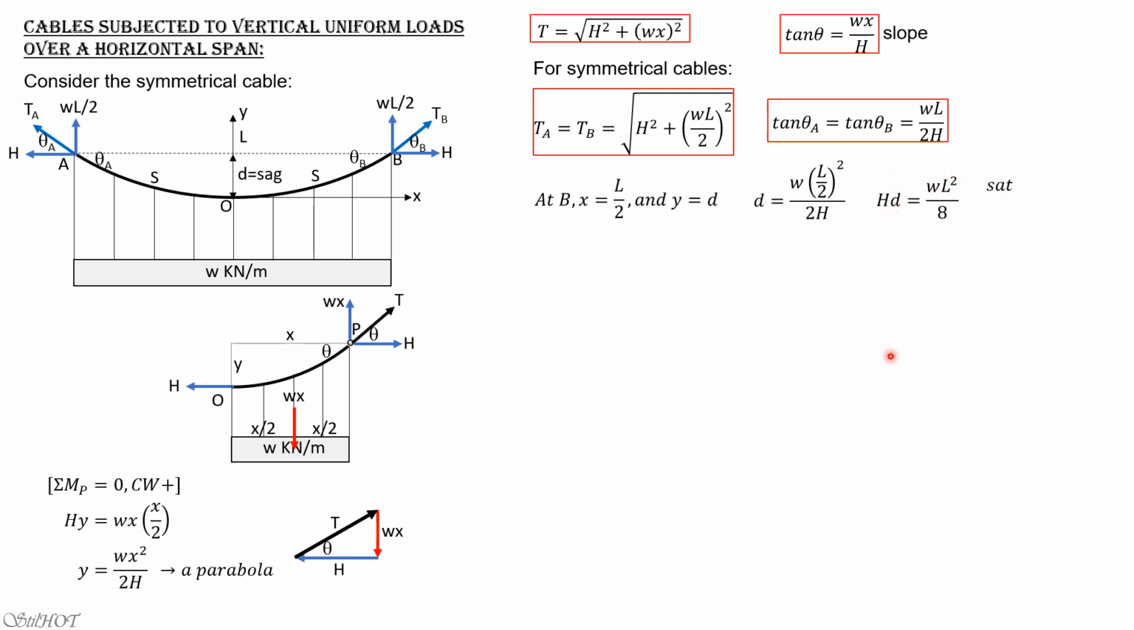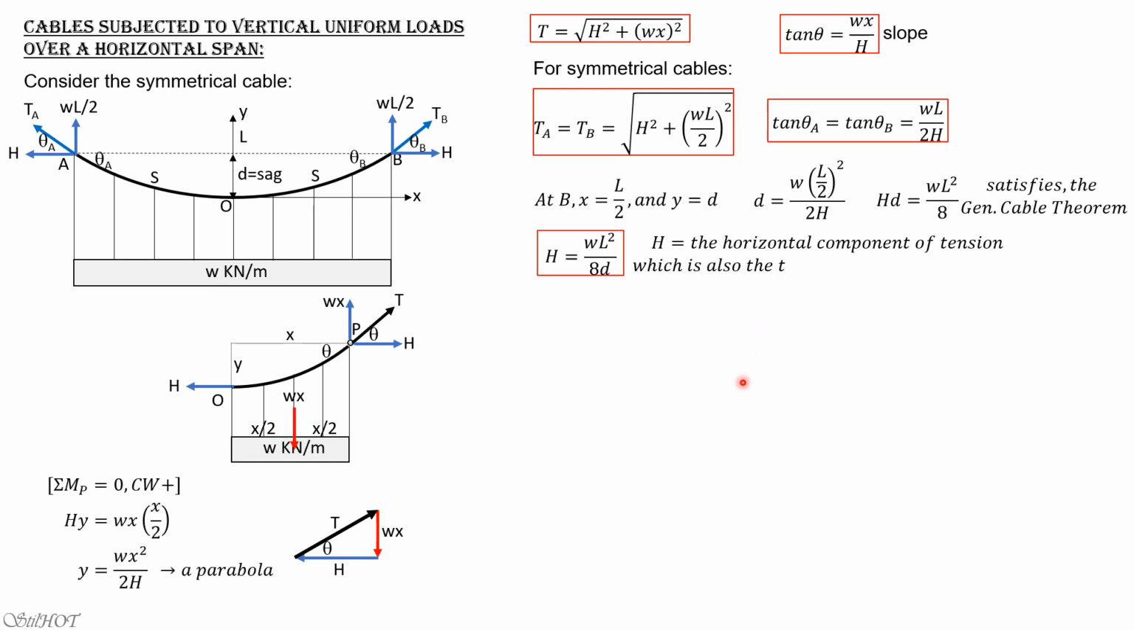So the formula for H is WL squared over 8D. That's the formula, and if you mind, that's constant here. So meaning the maximum tension occurs at the highest point. Why at the highest point? Because at the highest point, X is maximum. So if you want to maximize the tension, then it should be farthest from the origin. So that's the location of maximum tension. And maximum slope also occurs at the highest point. So this is the horizontal component of tension, which is also the tension at the lowest point.